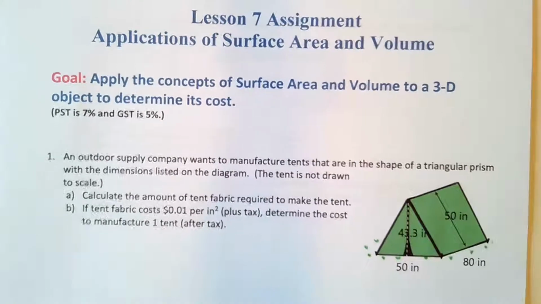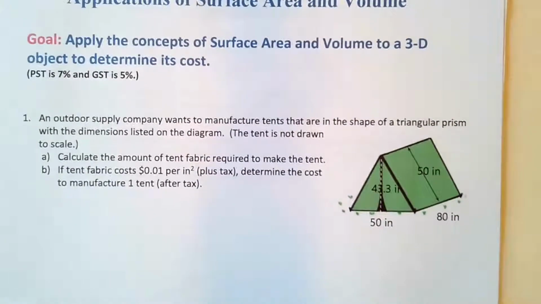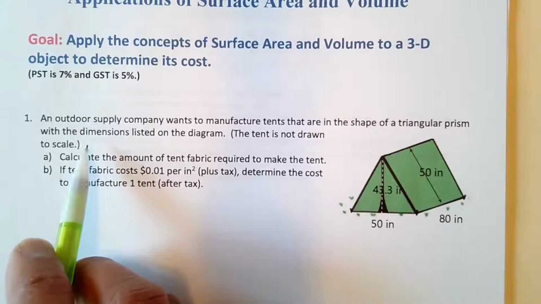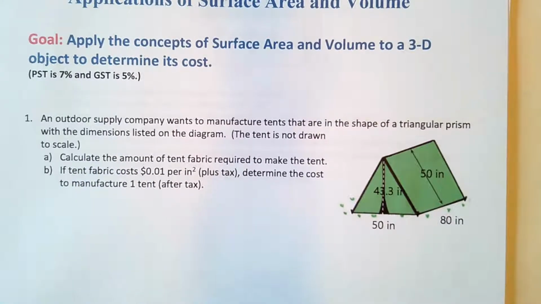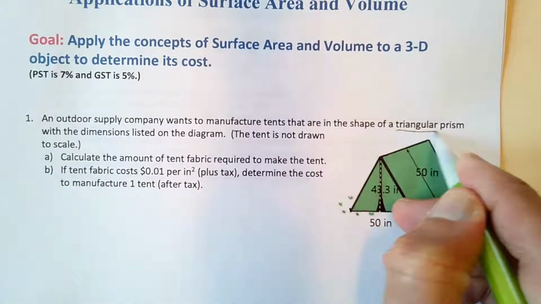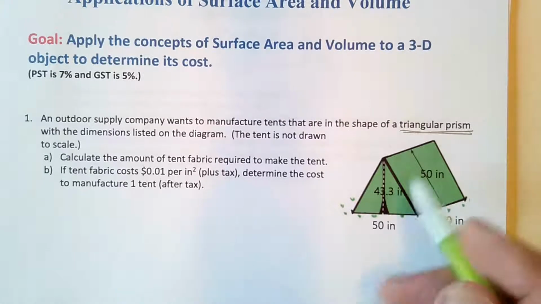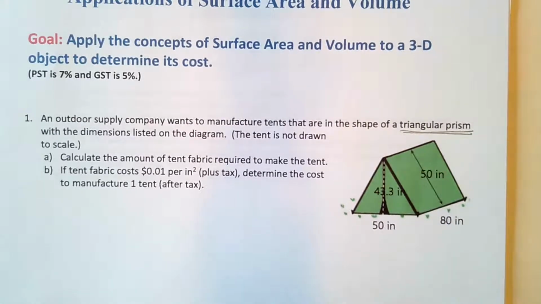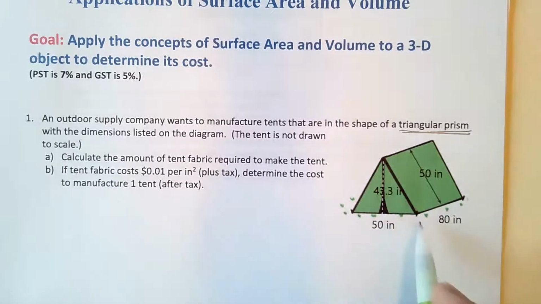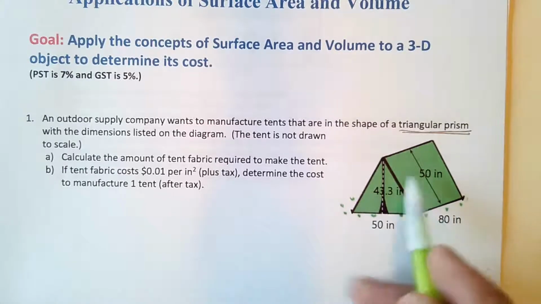Let's look at the first question. An outdoor supply company wants to manufacture tents that are in the shape of a triangular prism. So they only tell you the figure or the type of prism, in this triangular prism, and the dimensions are given below. Now, it's not drawn to scale.